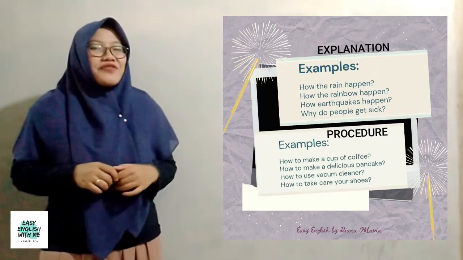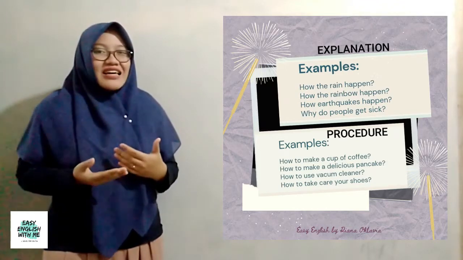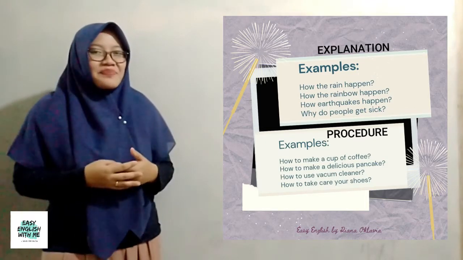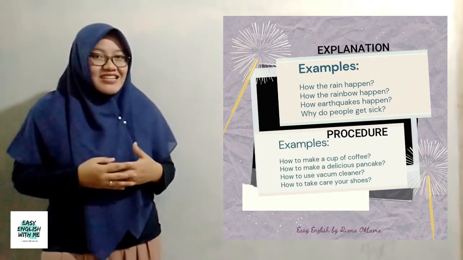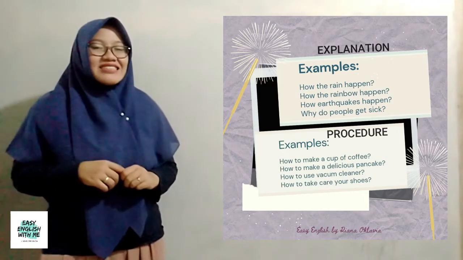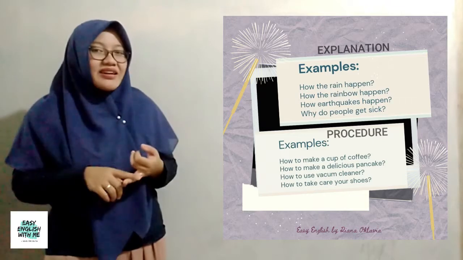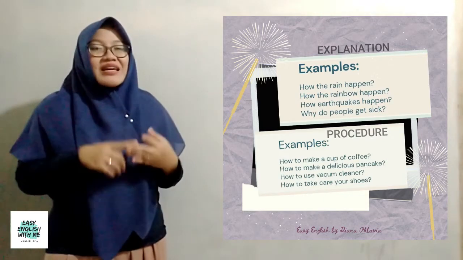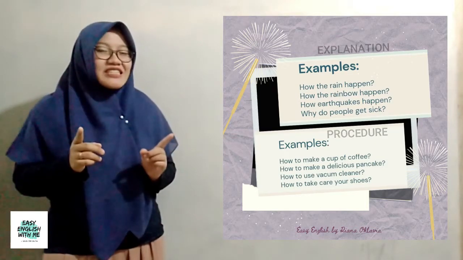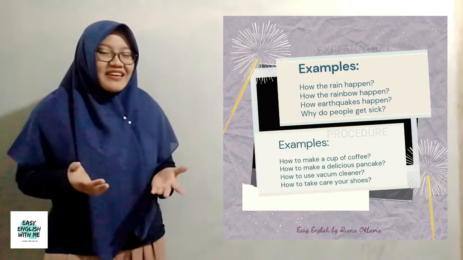Well, I will give one example of explanation. How the rain happened. It means the explanation text will tell you about the process of the rain happening, the process about why the rain happens in our life. One example of procedure text is how to make a cup of coffee. So, you need some materials, ingredients, and also steps about making coffee. Can you see the differences between explanation and procedure text? Hopefully, you can find it.